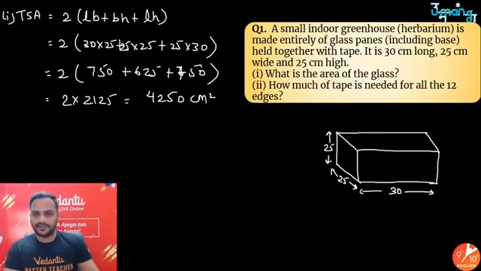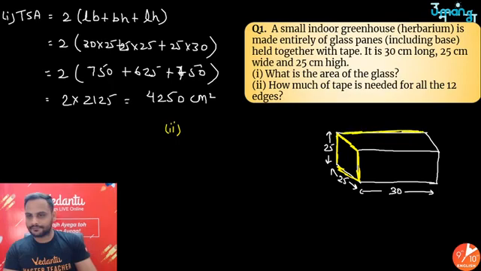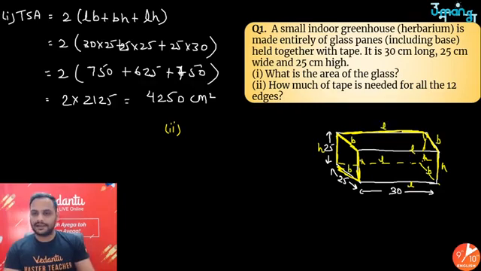Second, what is it saying? Second, it is asking how much tape is needed for all the 12 edges. It is told clearly that it is held together with tape, so on every edge you have put a tape. Every edge has one tape. So how many edges will be there? Look carefully, if you look at all the edges, H, H, H, H, then B, B, B, B, and then L, L, L, and L. So 4 L edges, 4 B edges, and 4 H edges will be there.